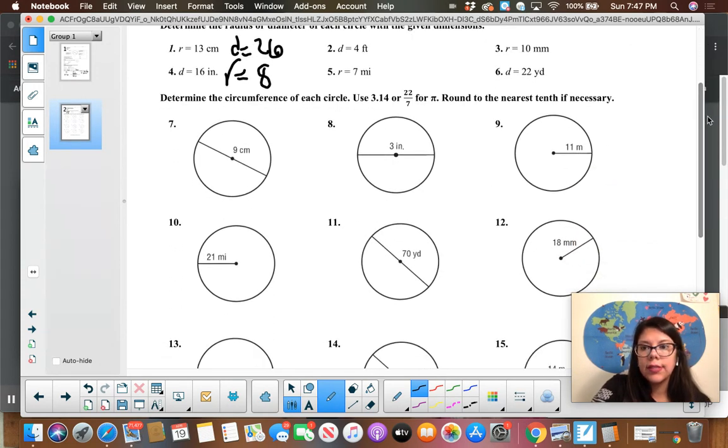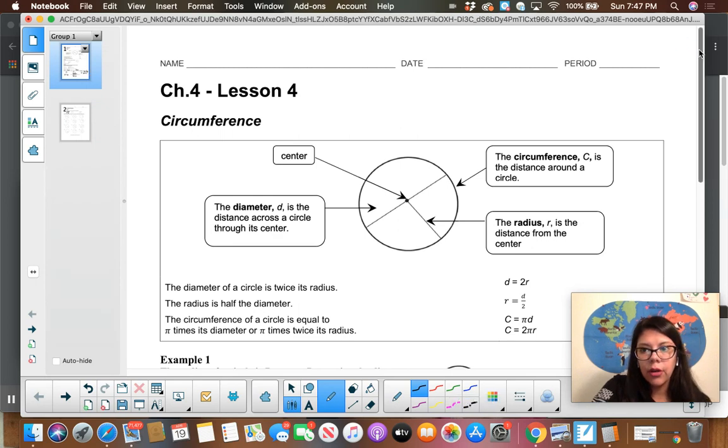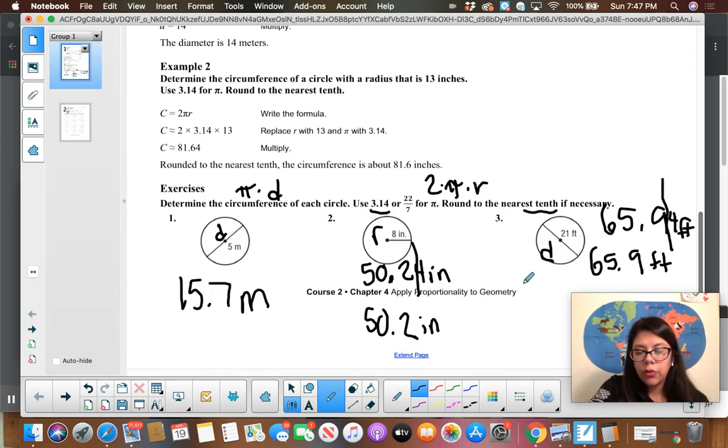Questions 7 and on, you're going to get the circumference. Depending if they're giving you the diameter or the radius, okay, will determine your formula, all right? And I already did questions like that on 1 through 3 here in these examples, all right?